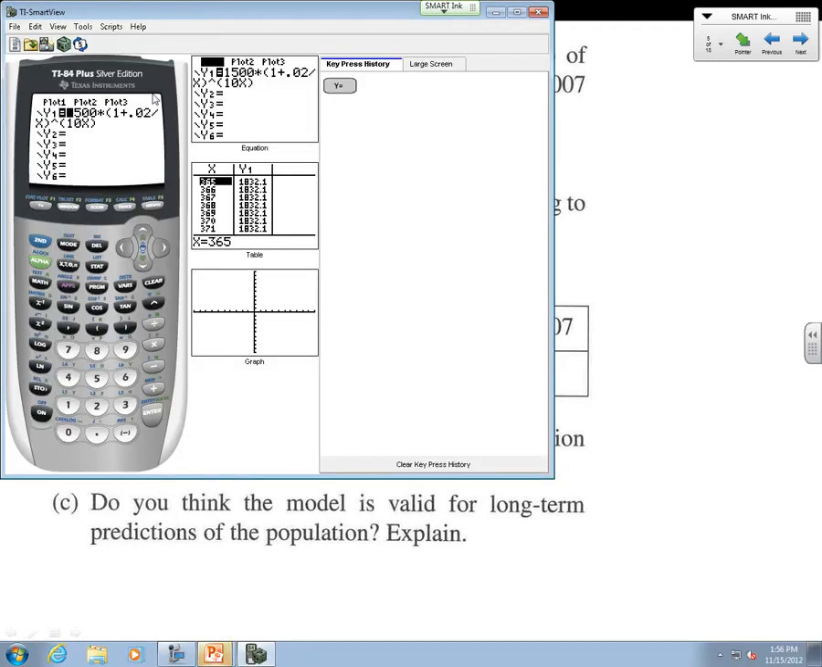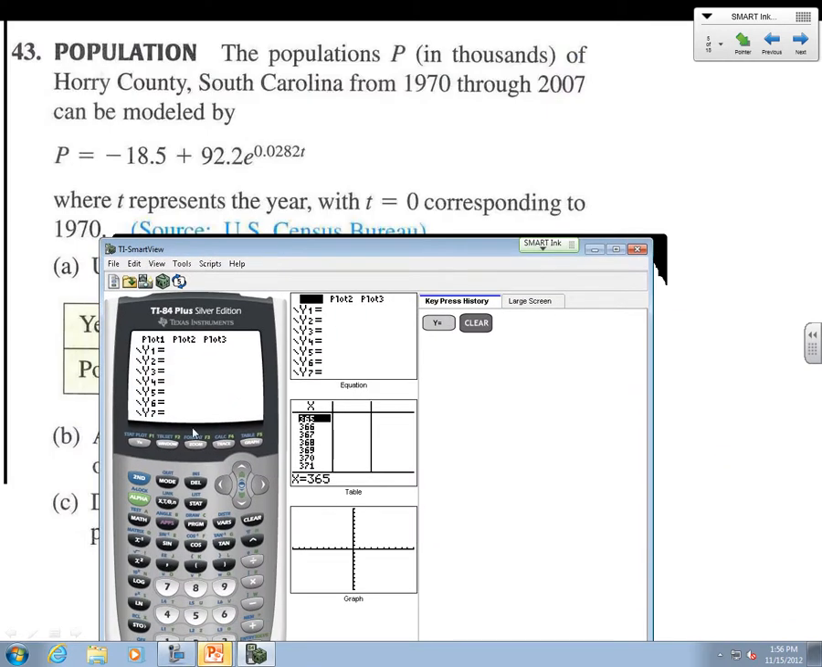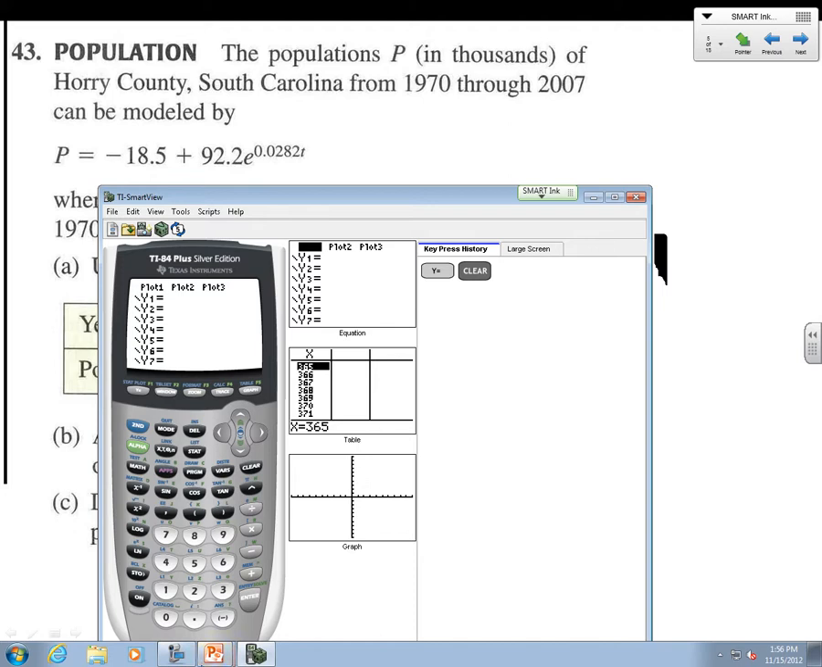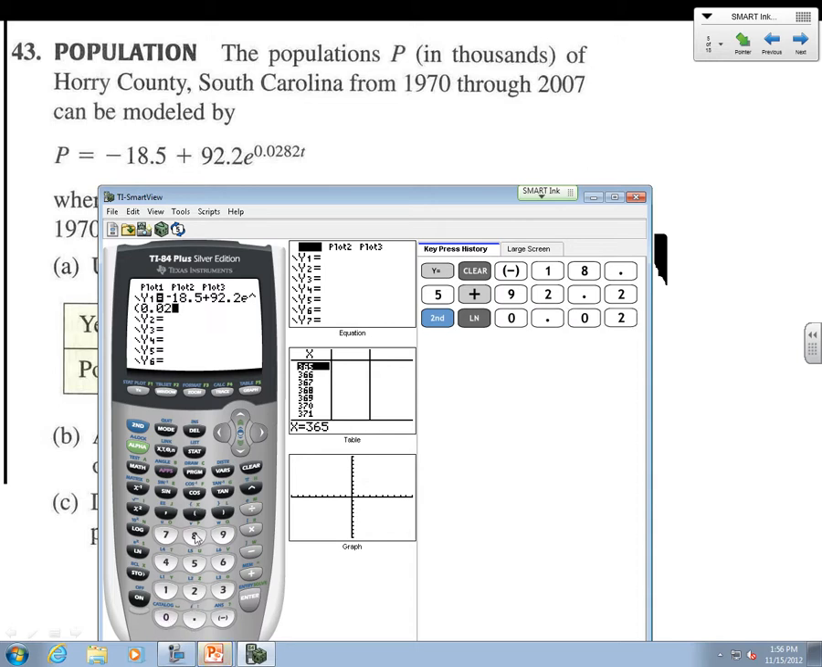All right, so let's come up with our equation here. I'm going to clear this out. And we are saying that our equation is negative 18.5 plus 92.2 e, which is the natural log base, to the 0.0282 t, or x in our case. And so I'll close my parentheses, and there's our equation.